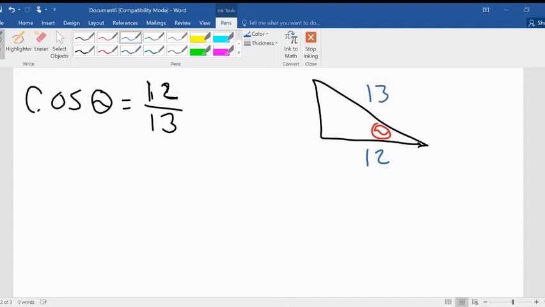Okay, so I know y'all are saying, well, how do I get the other ratios? Well, we have to find the other side. So that's one we have to solve for. We're going to use the Pythagorean theorem. Remember, a squared plus b squared equals c squared.